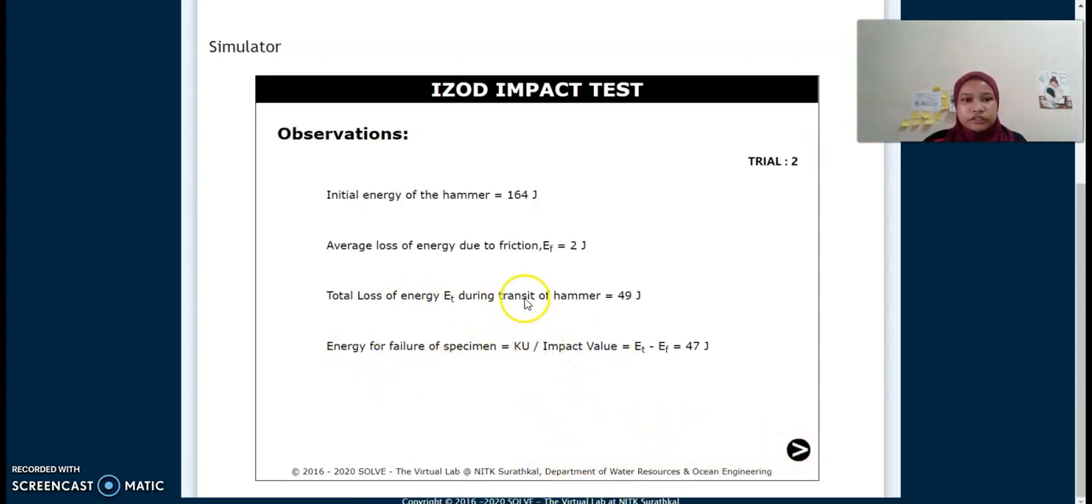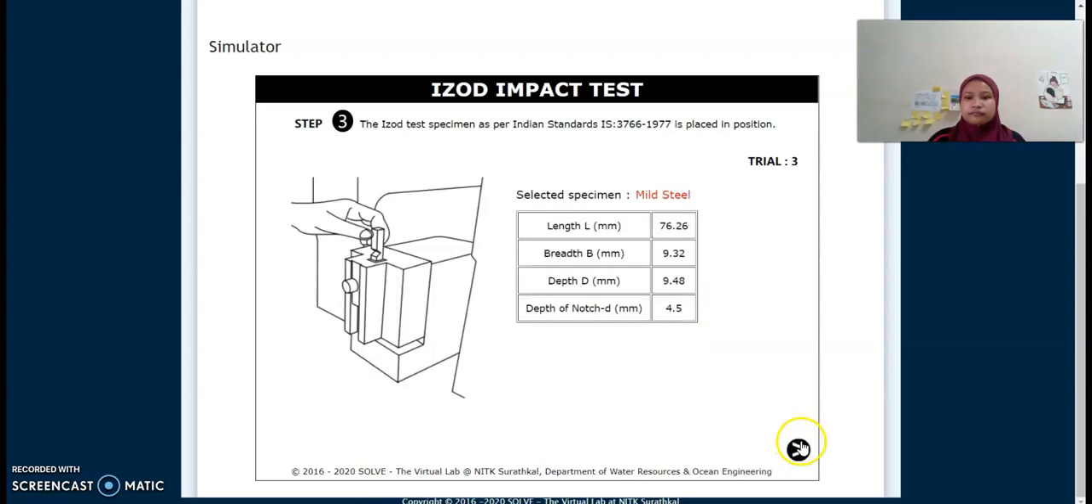Observation for trial 2: initial energy of the hammer is still the same, 164 joule. Average loss of energy due to friction, EF, equals 2 joules. Total loss of energy, ET, during transit of hammer is 49 joule. Energy for failure of specimen, impact value, equals ET minus EF, equals 47 joule.